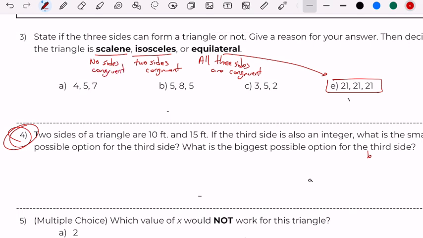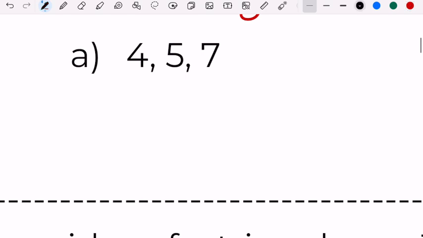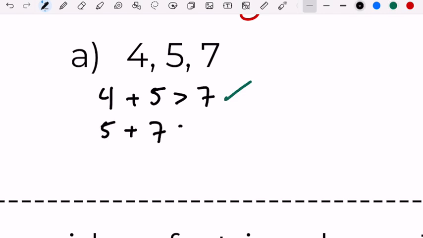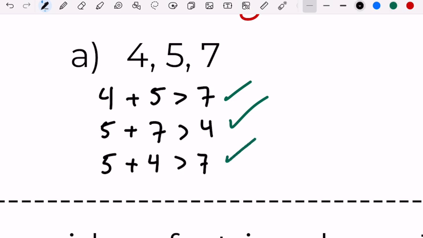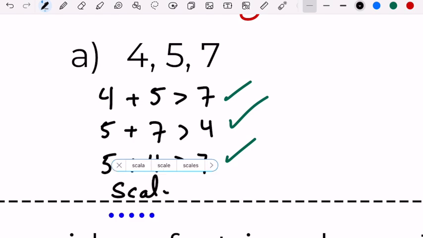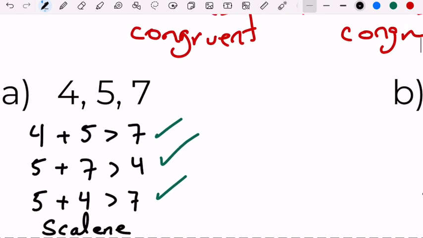Okay, so for example, I'm gonna go one by one and check each of the cases. 4, 5, 7. So is 4, 5, 7 a triangle? We can check. 4 plus 5, is that bigger than 7? Yes, it is. 5 plus 7, is that bigger than 4? It is. 5 plus 4, is that bigger than 7? Yes, it is. So this is a triangle, and not only a triangle, but all the sides are different, so that is this type of triangle.